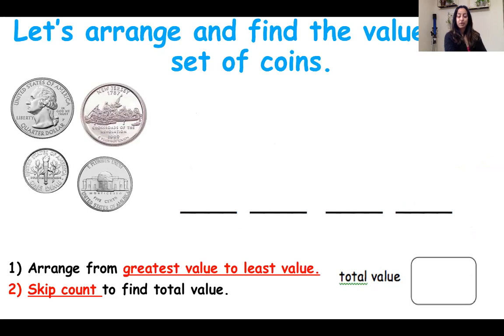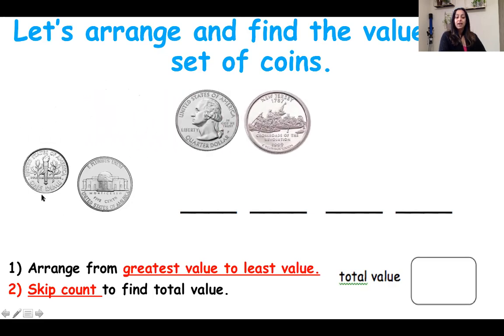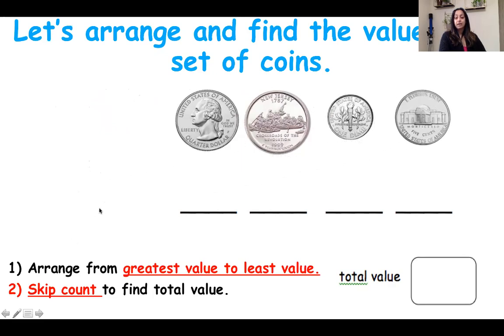All right, let's check our work. So when I look at these coins, I see a quarter, a state quarter, a dime, and a nickel. So this time right away I notice there are no pennies. So the least valued coin in this one is actually a nickel because there's no coin here that's worth less than a nickel. But I know that I have to start with the greatest valued coin. And here we have 2 quarters. So our 2 quarters would come first. They have the greatest value. Then I look back at my coins. A dime is worth more than a nickel, so my dime would come next. And lastly, my nickel, because there are no pennies.